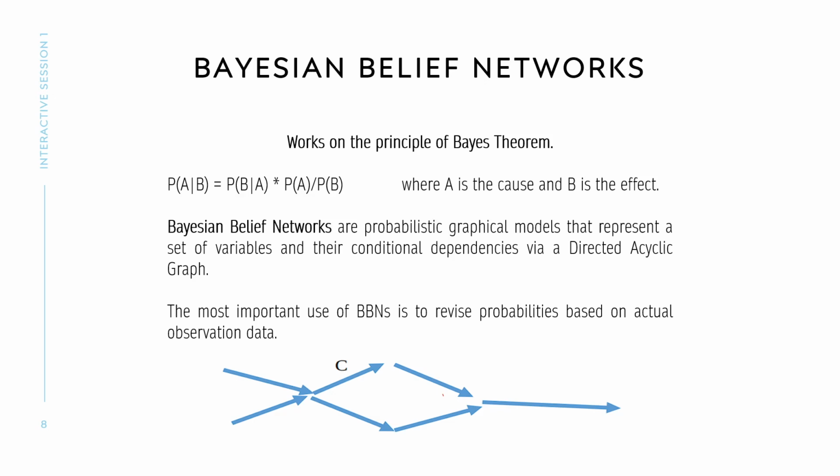And the data is then used to update all of the existing probabilities, and you can again go back to calculating which cause has more probability of causing this effect, and things like that. So that is where Bayesian networks are most used.